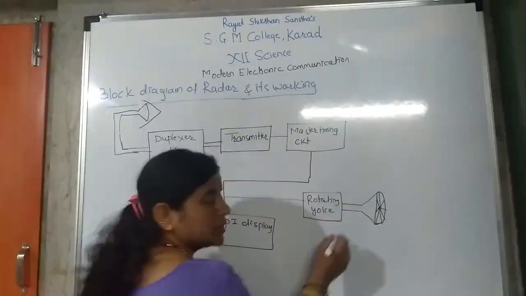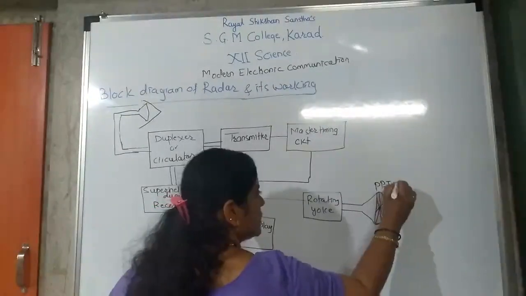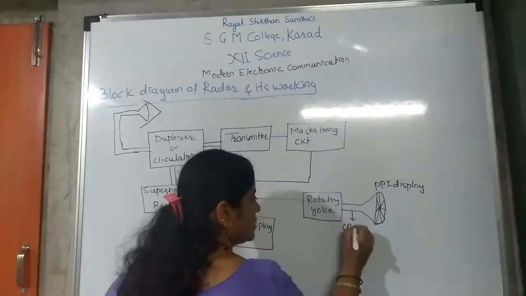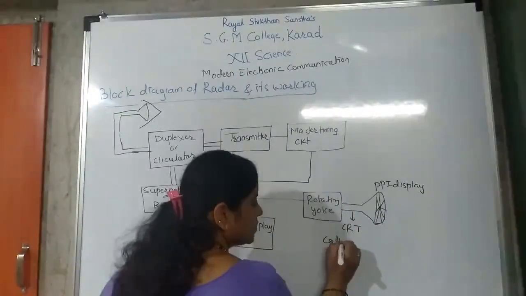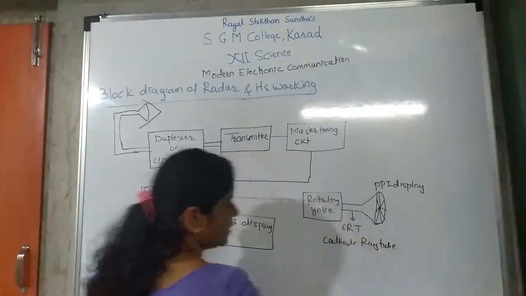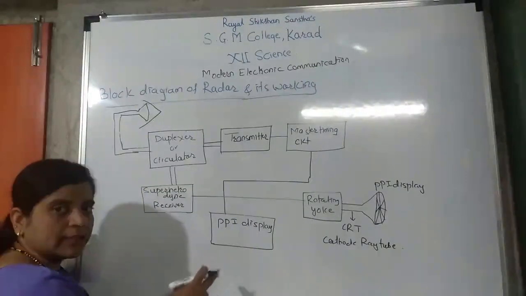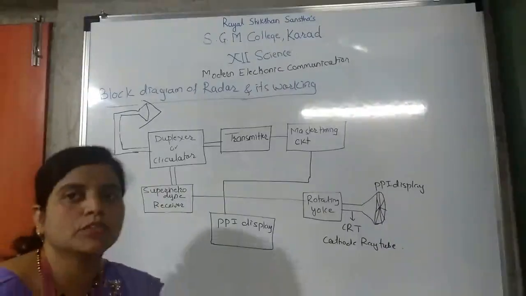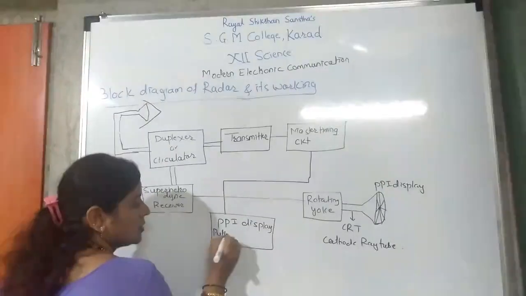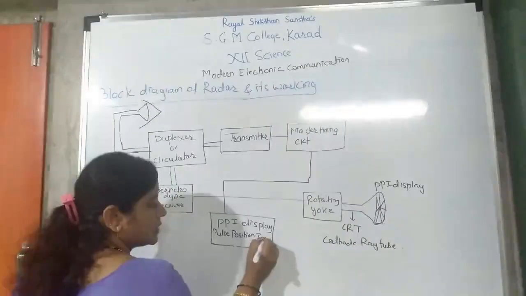CRT means cathode ray tube. It is the PPI display. PPI means pulse position indicator.